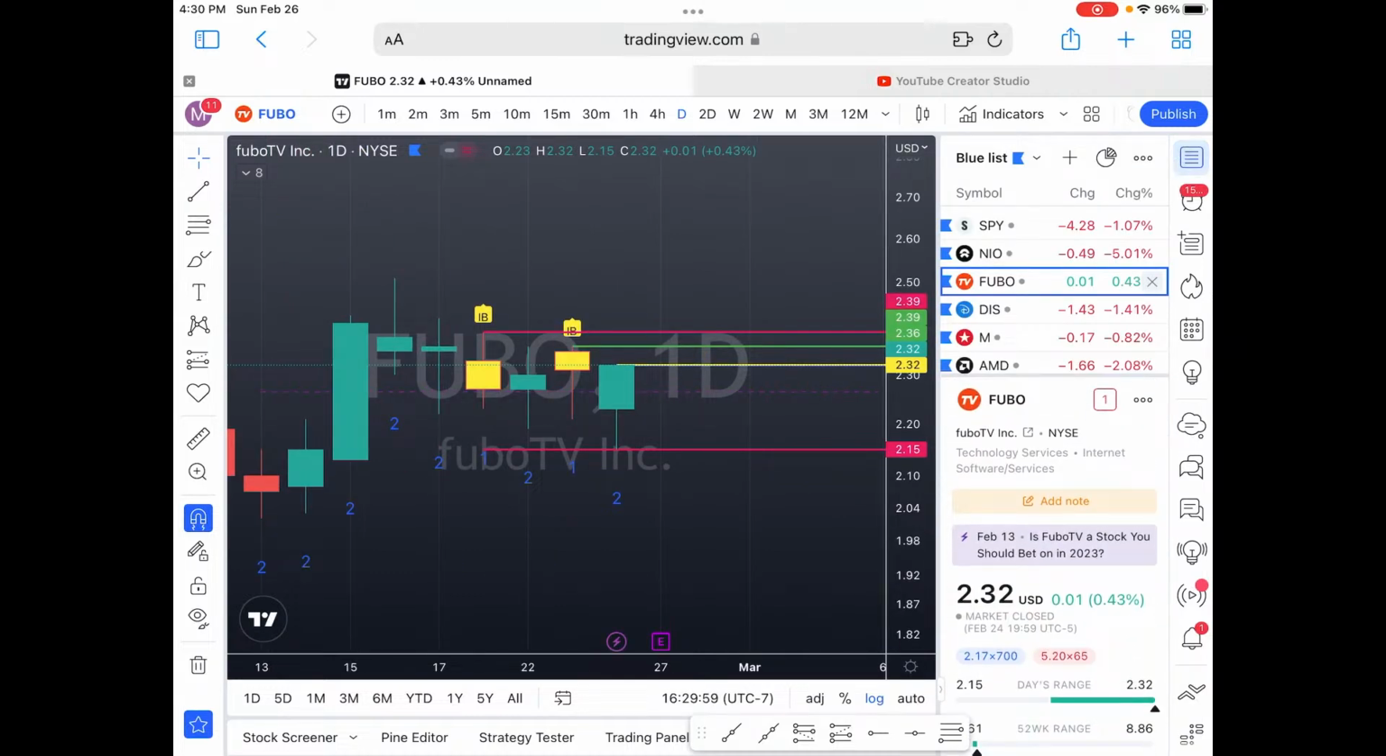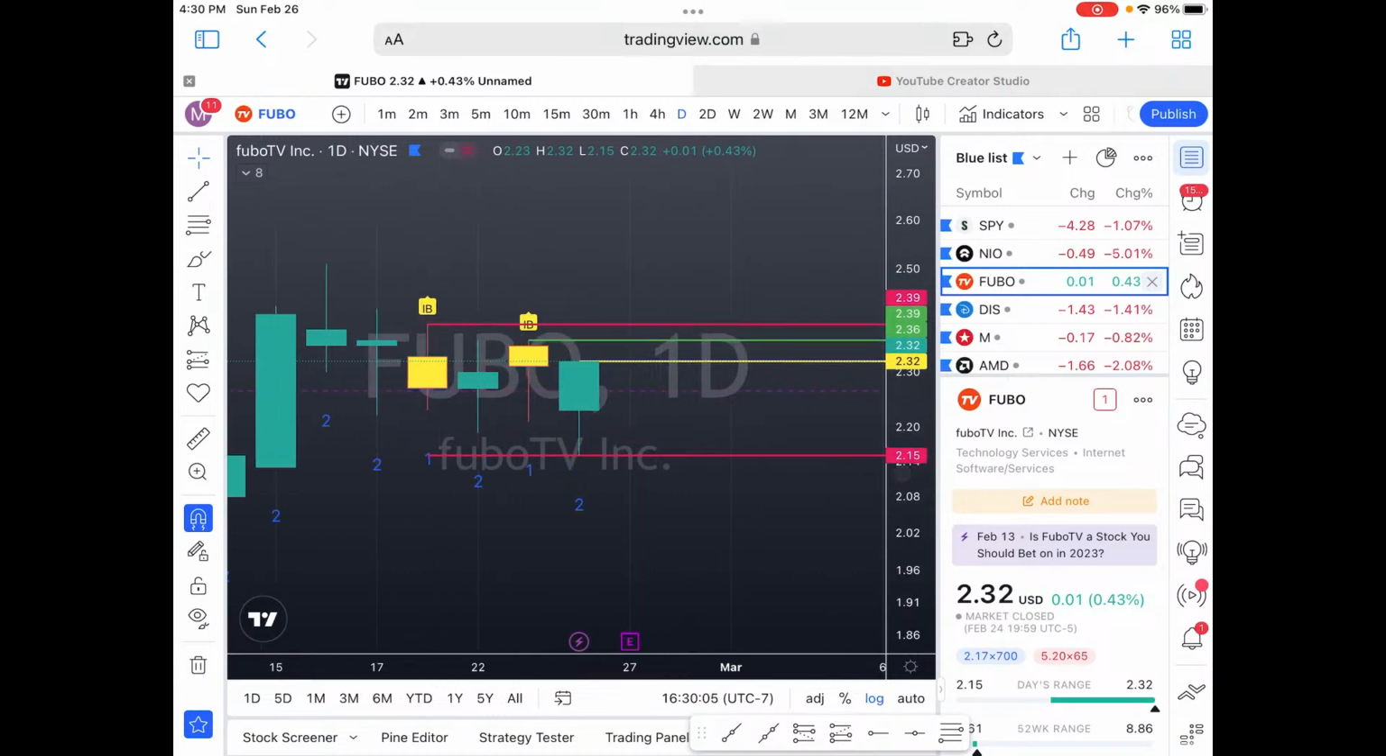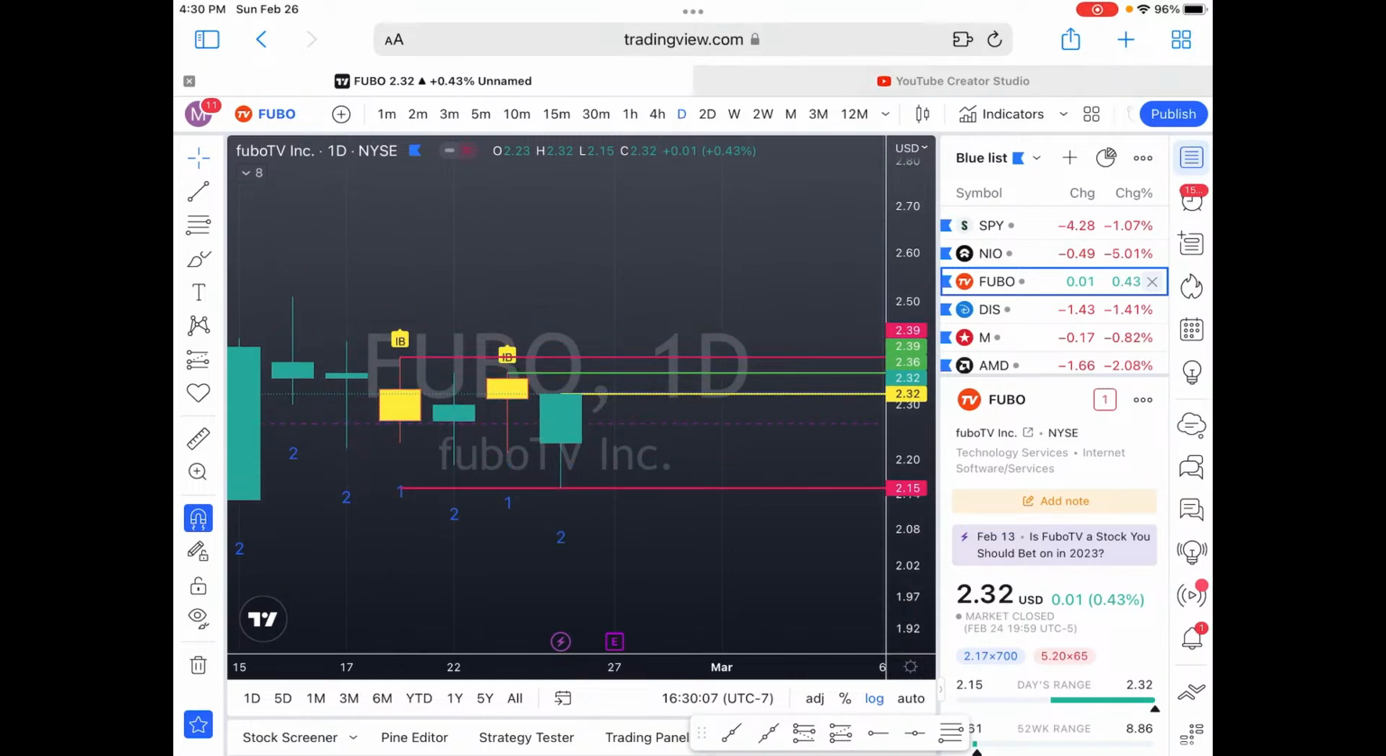Let's go through this list. The first one we've got on the list is Fubo. So Fubo has a 2 down that finished green. And we're going to look for this thing to trend back to the upside. So a 2 candle is a directional candle. So you need to notice these number signs here.